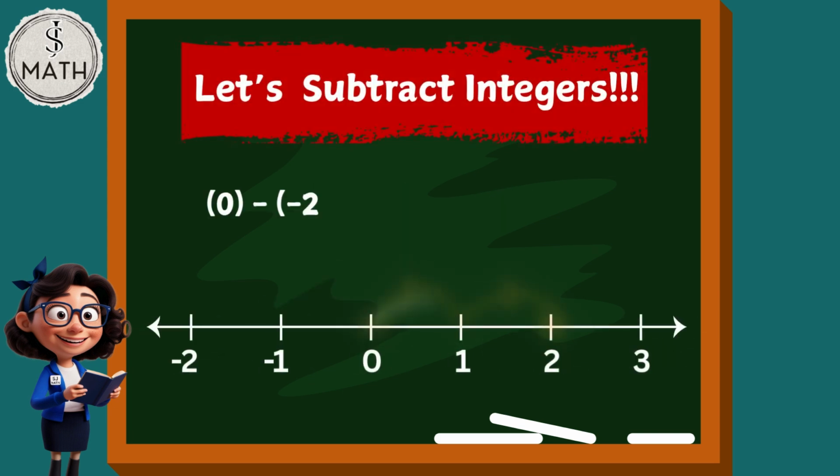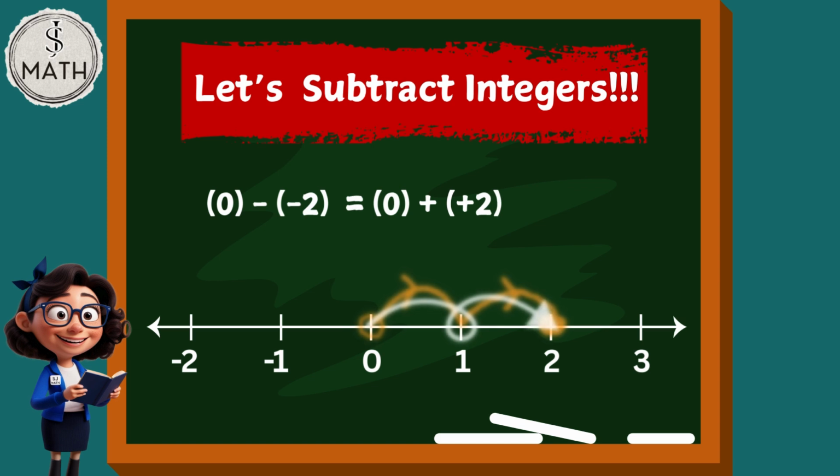This is a tricky one. 0 minus -2. Subtracting a negative number is the same as adding the positive. So, 0 minus -2 becomes 0 plus 2. Start at 0, move 2 steps to the right. We get the answer as 2.